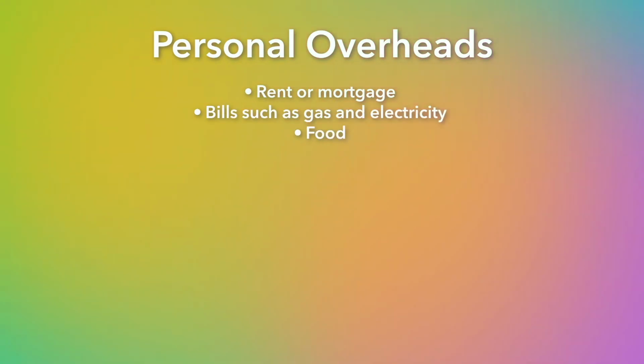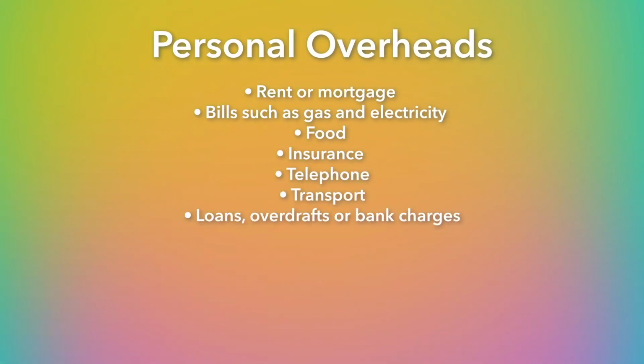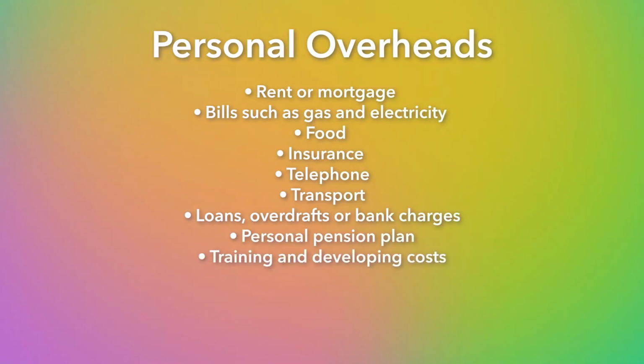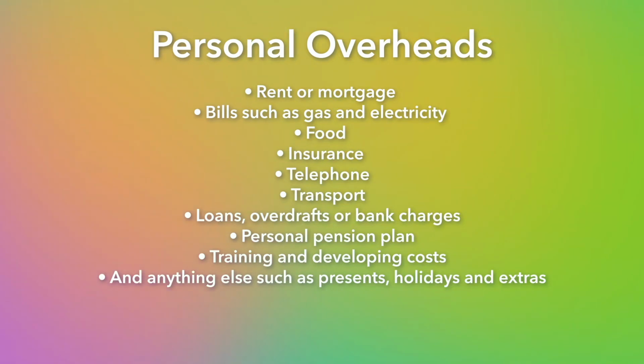This could include rent or mortgage, bills such as gas and electricity, food, insurance, telephone, transport, loans, overdrafts or bank charges, personal pension plan, training and development costs, and anything else such as presents, holidays and extras. All of these need to be costed up so that you know how much you will need to survive. Now we can move on to business overheads.